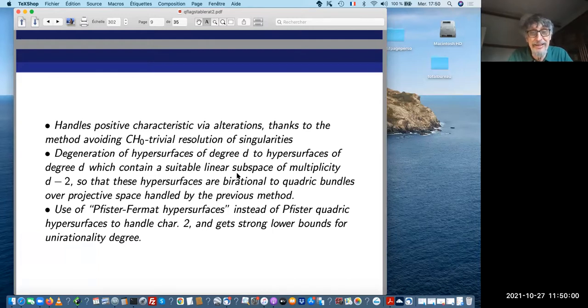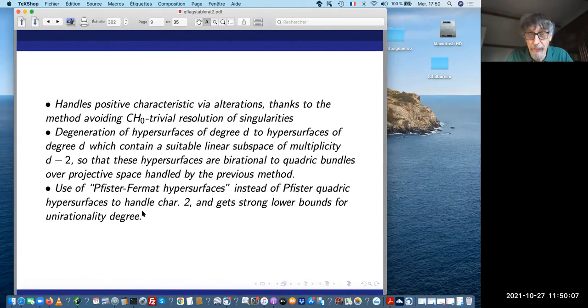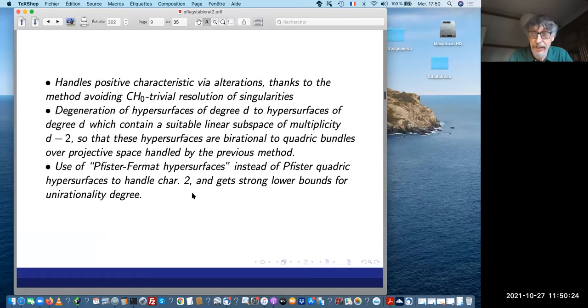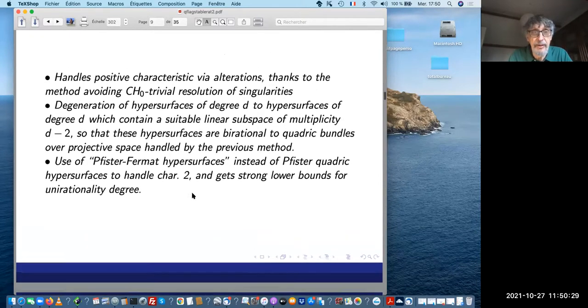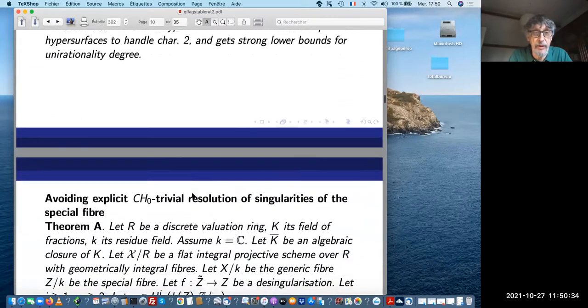And so there's a beautiful trick in the last paper, I don't know whether I will reach that point, where he replaces Pfister quadratic forms by something called Pfister Fermat hypersurfaces, which are just like Pfister forms, except that you replace the squares by n-th powers. And so you manage to do things with them. I'll come to that if I have time. And then you manage to handle characteristic two as well. Right, so this is a summary of ideas and results which are in these papers of Schreieder.